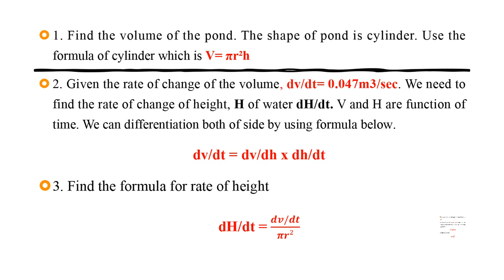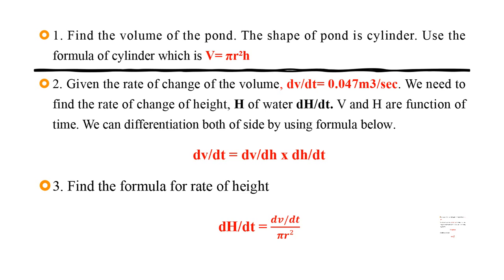The first step is to find the volume of the pond. We know the shape of the pond is a cylinder, so we use the formula of a cylinder, which is pi r squared h. Next step, given the rate of change of volume is 0.047 meter cubed per second, we need to find the rate of change of height of water, which is dH over dt.